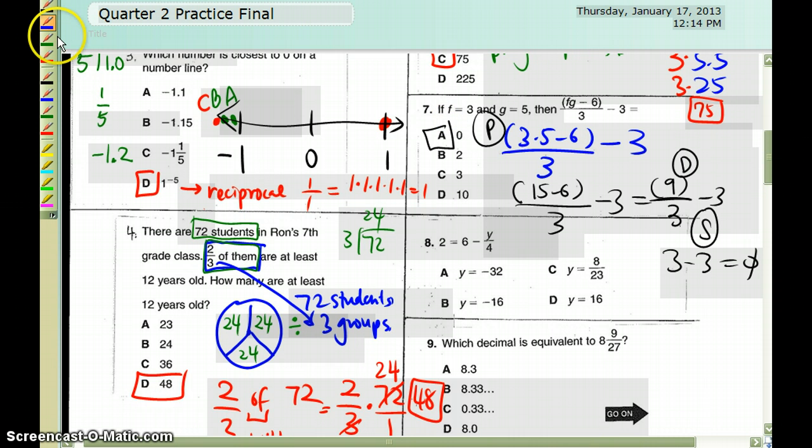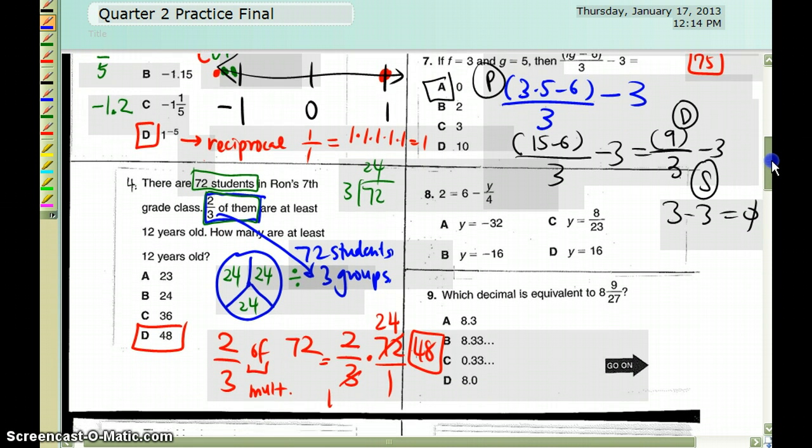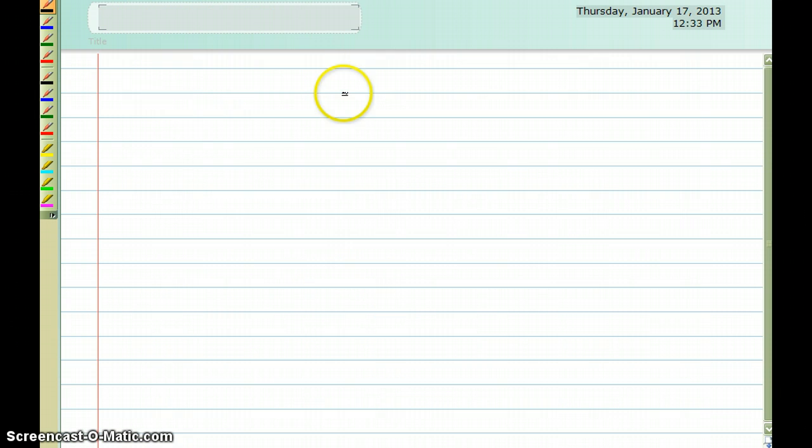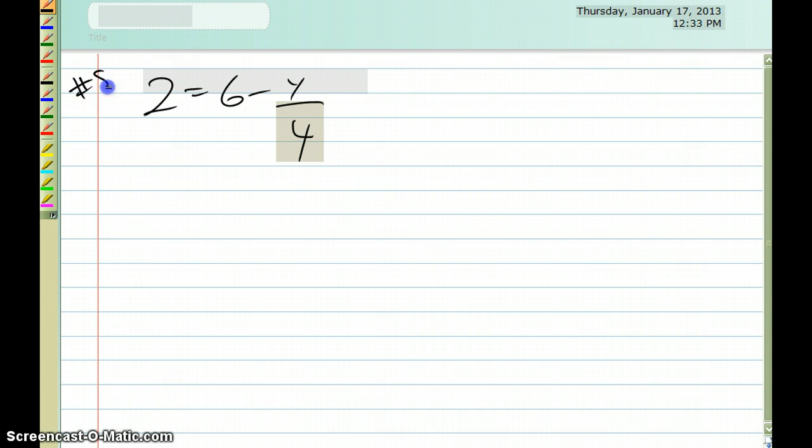Number 8. Number 8 is tricky. The reason that it's tricky is because of this minus sign. And what we're going to do here is we're going to find y. And when we find y, what we're doing is friends and family. If you remember what friends and family is, I'm actually going to work number 8 on a separate area because I don't have a lot of space here. So we're on number 8.